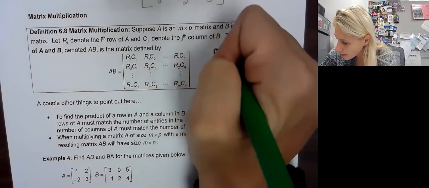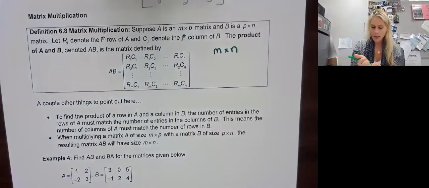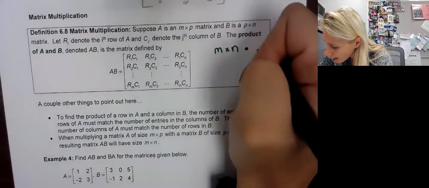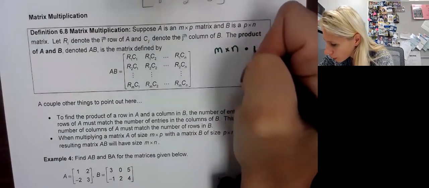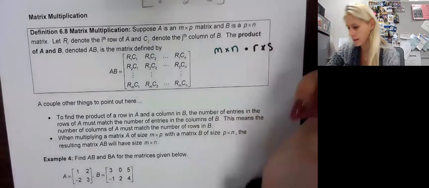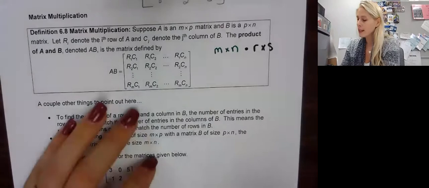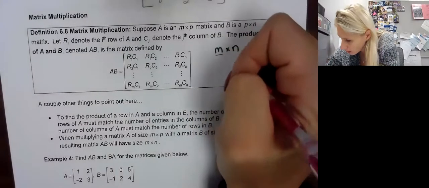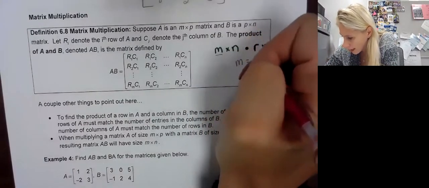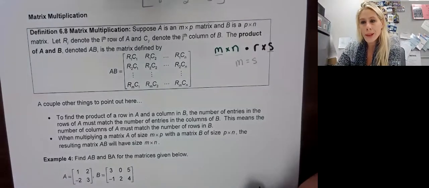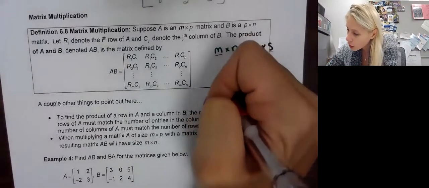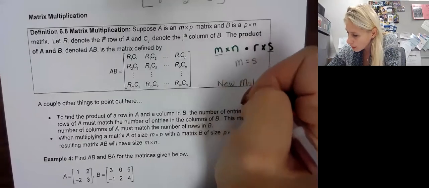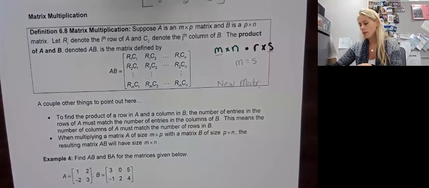What happens, and I'm going to actually mark this out, okay, is if we have a matrix M by N, the only way to multiply, and I'm going to say, let's do different letters, R and S. What happens is M and S must be the same. So M must equal S. Once we know that happens, and we know that our new matrix will be of the dimensions.